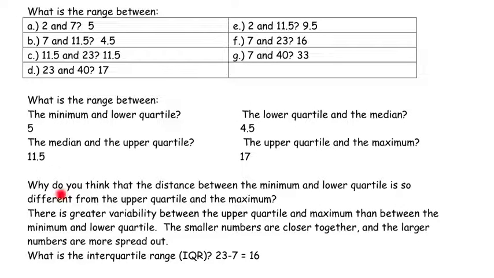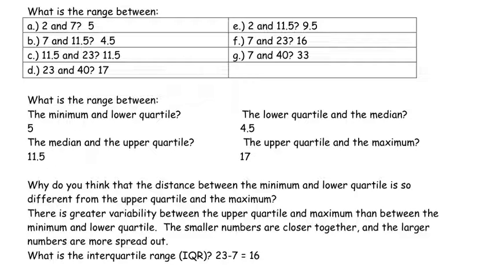And why do you think that the distance between the minimum and the lower quartile is so different from the upper quartile and the maximum? It's because there is greater variability between the upper quartile and the maximum than there is between the minimum and the lower quartile. That means there's more range. The smaller numbers are closer together and the larger numbers are more spread out.